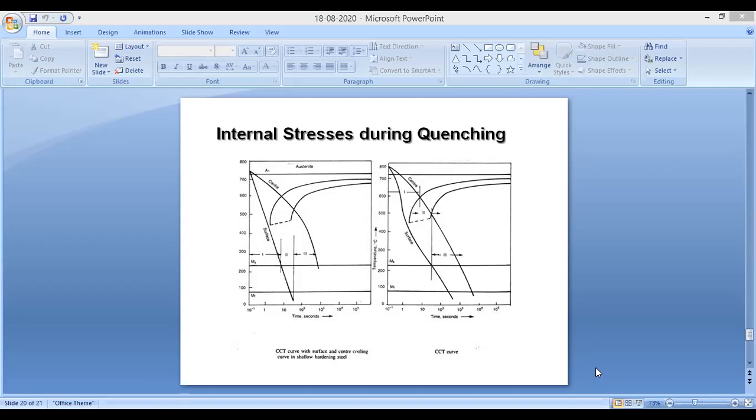This is all about the hardening heat treatment process, especially of steel. That is, the austenite structure is converted into martensite to increase the hardness of steel. So now let us once again have a brief go through of today's video class.